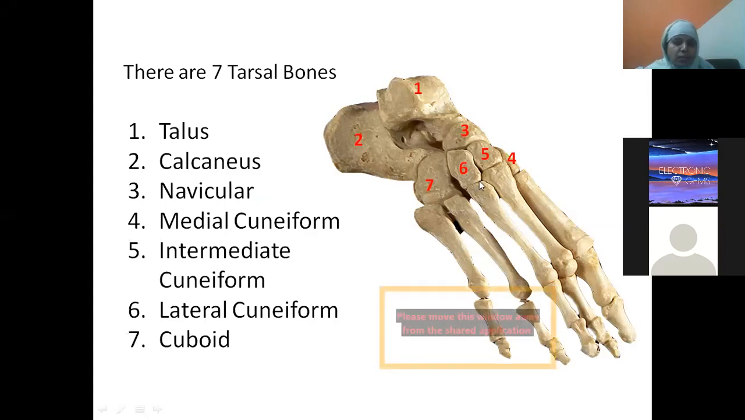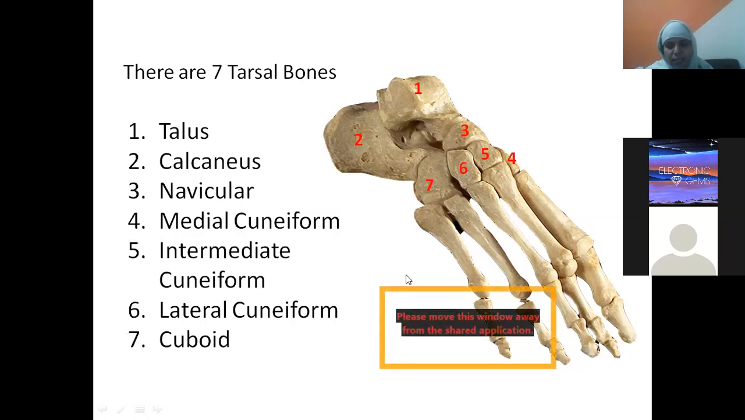Okay, so what are the various tarsal bones we have? See here, the first bone which is resting over the number 2 bone is the talus. Then we have calcaneus, navicular. Then we have 3 cuneiforms. What are those? Medial cuneiform, intermediate cuneiform, lateral cuneiform, and the cuboid bone. All these bones are called tarsal bones. So talus, calcaneum, navicular, 3 cuneiforms, medial, intermediate, and lateral, then we have cuboid.